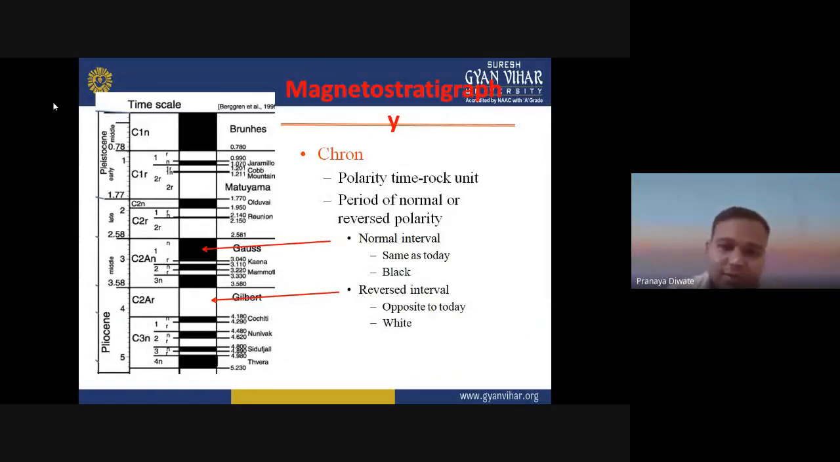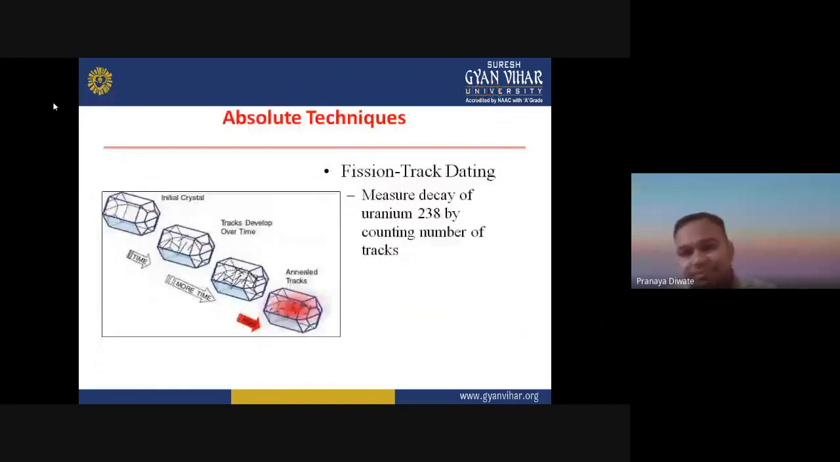So a chron is nothing but a polarity interval, a normal or reverse interval. This is known as the normal interval and a reverse interval.